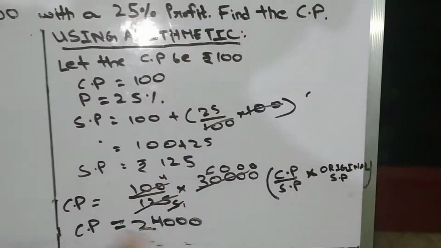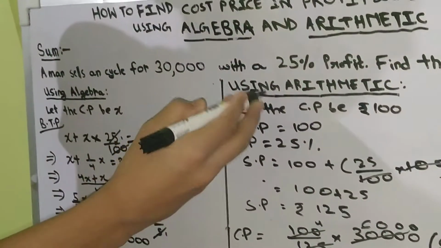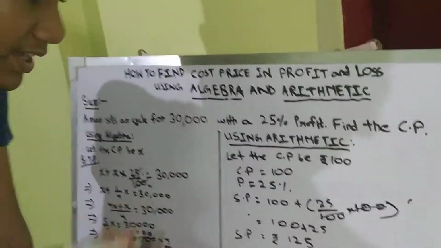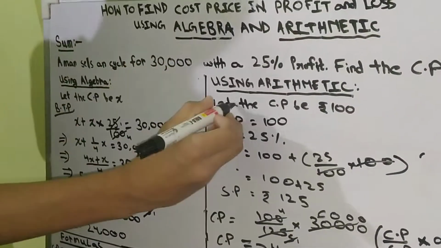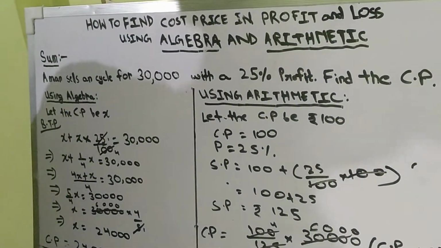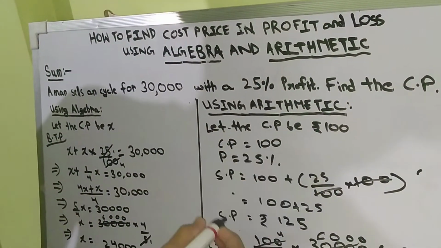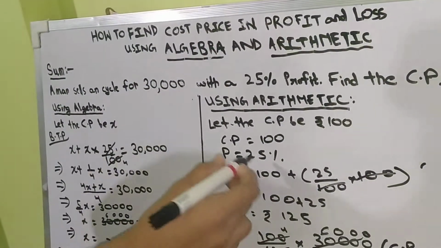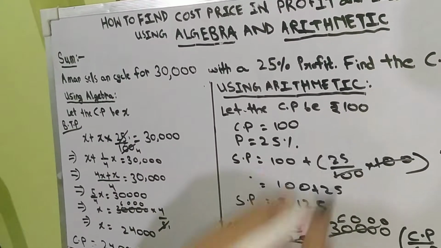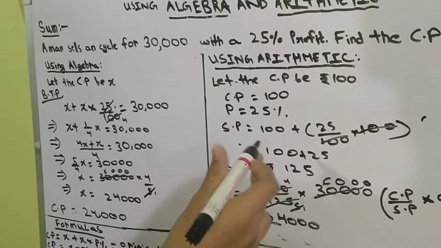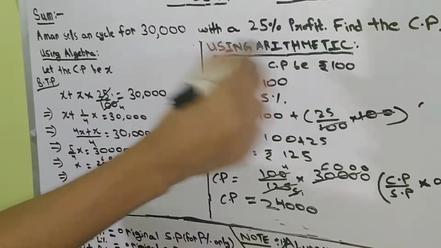Now the second process, using arithmetic. Always when we find the cost price in the arithmetic process, we have to take the cost price as rupees 100. So cost price is rupees 100, profit is 25%. So selling price is 100 plus 25 by 100 into 100, so 100 plus 25, rupees 125 is the selling price. This is the required process at first.